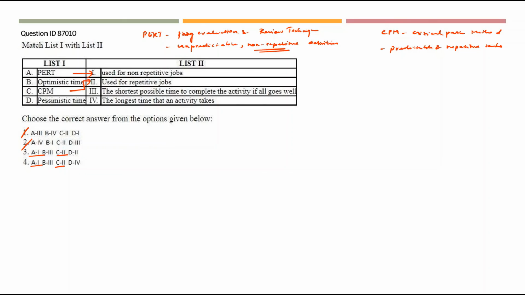Let's check. Then they have given two times, optimistic time and pessimistic time. So optimistic time, you can just remind the term to optimal. Anything that is being completed in a short time. So in this aspect we are mapping B to 3. The shortest possible time to complete the activity if all goes well. Pessimistic time, the longest time that an activity takes. So D is mapping to 4. So as I told, the third one is ruled out. Option number 4 will be the right answer. So with this we are completing Unit 1 questions.